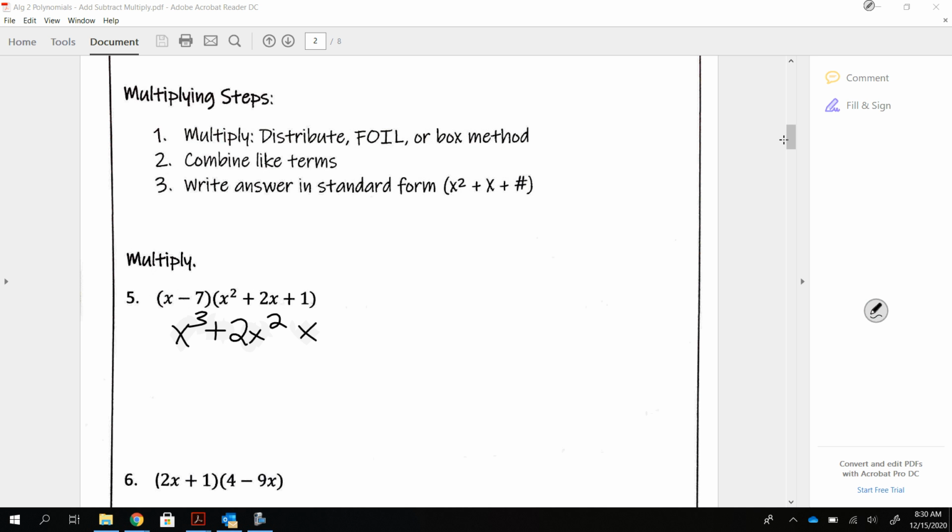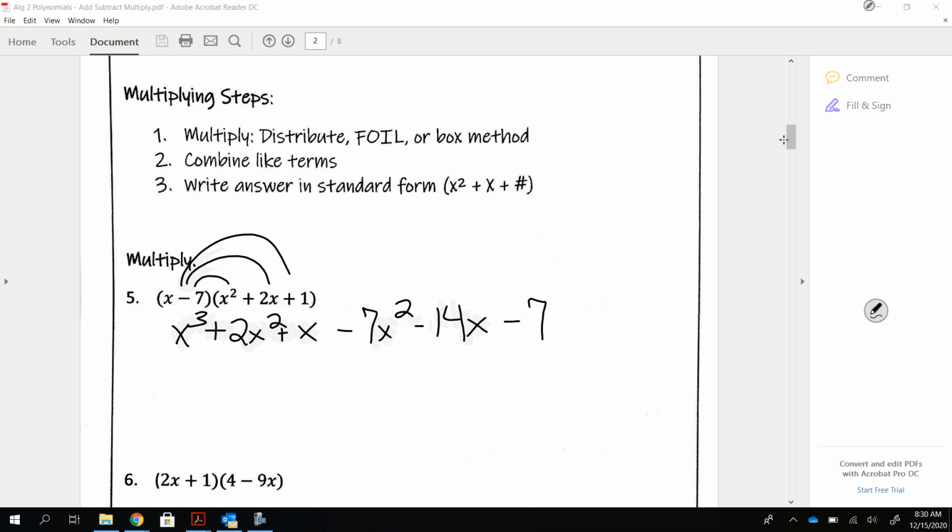Negative 7, now we have a negative, so just be careful. Negative 7 times x^2 is minus 7x^2. Negative 7 times positive 2x, sorry. Negative 7 times 2x is negative 14x. And then finally, negative 7 times 1 is negative 7. So this is everything we have.